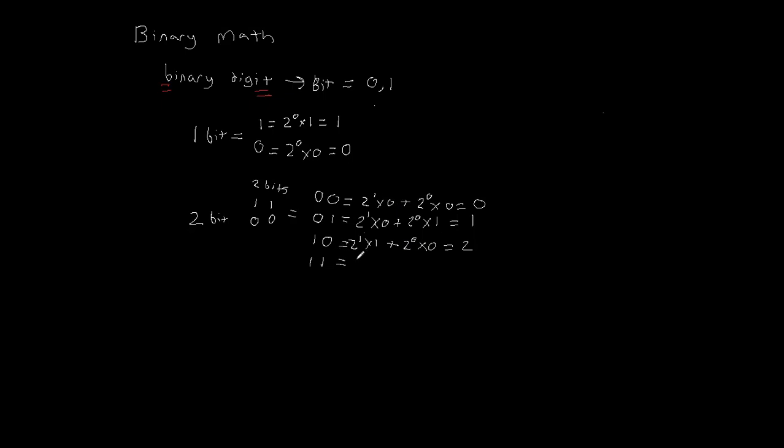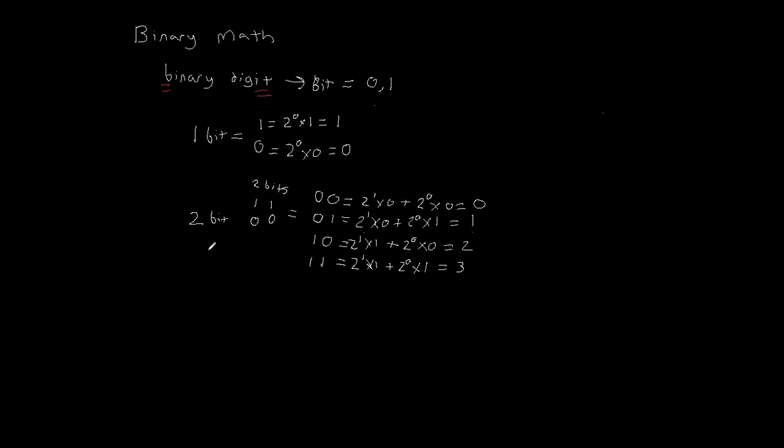Now in this case, this is going to be 2 to the power of 1 times 1 plus 2 to the power of 0 times 1. So this 2 to the power of 1 times 1 is going to be 2. This 2 to the power of 0 times 1 is going to be 1. So 2 plus 1 is 3. And that's where the 0, 1, 2, and 3 came from in the previous video, when I said that if you have 2-bit, you have this list of options.